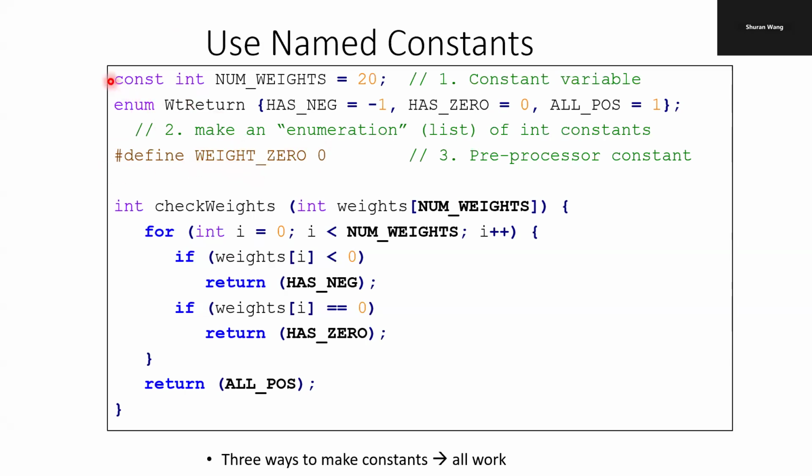So the first one is a constant variable. We named constant int num weights equals to 20 at the beginning. Usually define weight 0 is a preprocessor constant that uses the define flag. And usually people will lean towards using this. And this one usually is reserved for storing something from the return of some function that you are not able to modify. So usually we want to reserve const to enforce that something cannot be modified. So if you want to define a constant, usually people will choose to use this one.